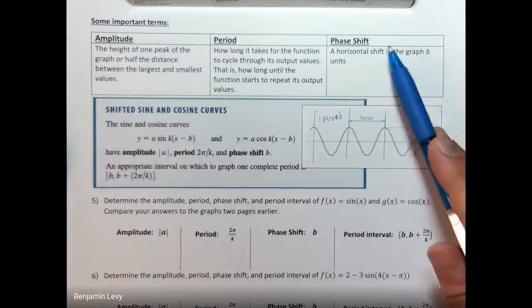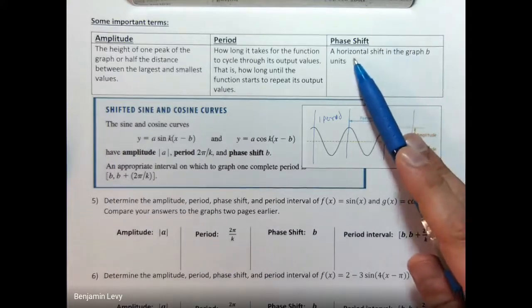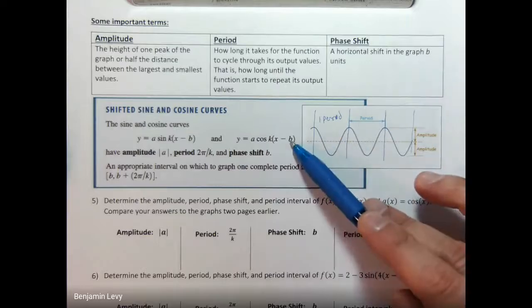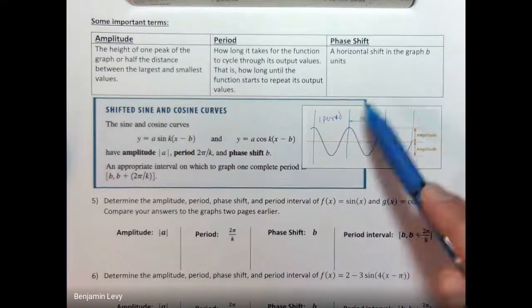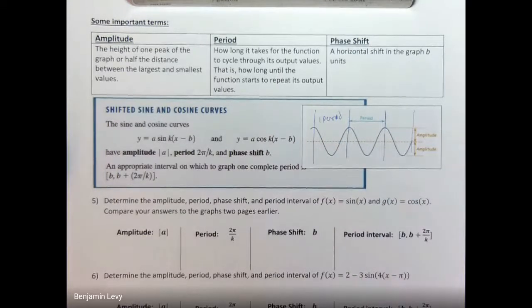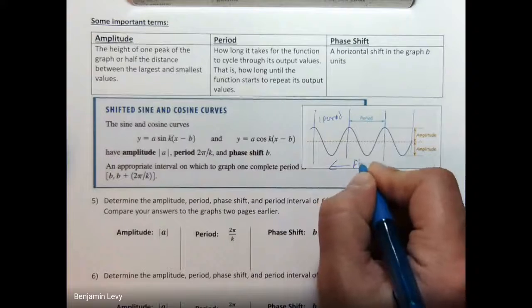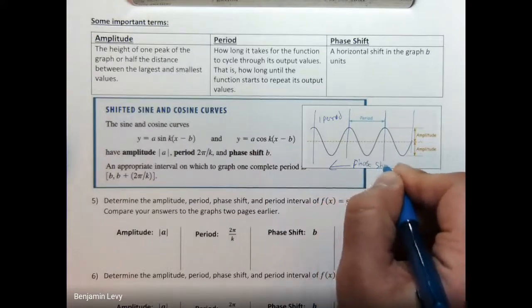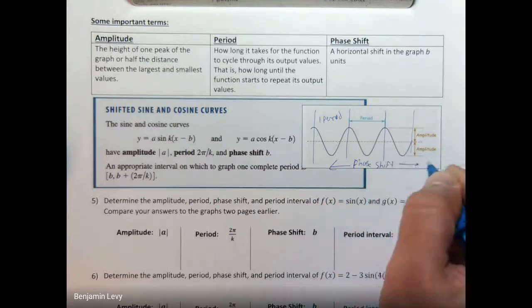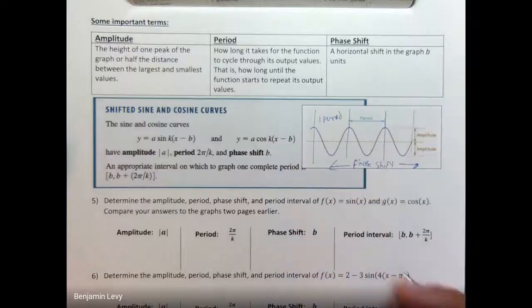And then the phase shift is just any horizontal shift, and we know horizontal shift is taken care of by the B component in here. And so whatever B is will tell us the horizontal shift. And so maybe let me just add that here. So the phase shift is just any movement left or right of the graph, left or right.